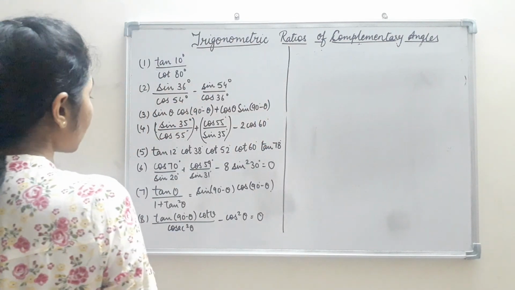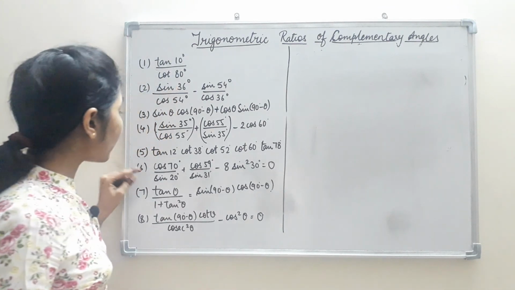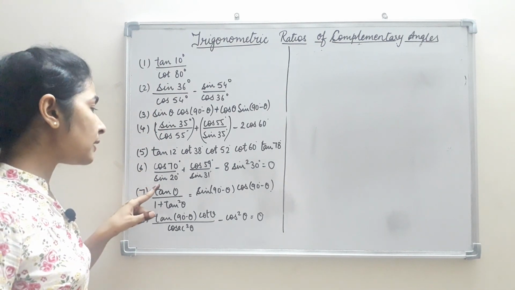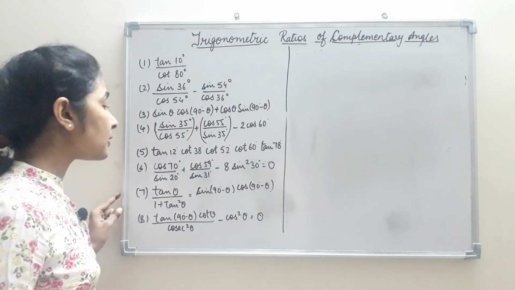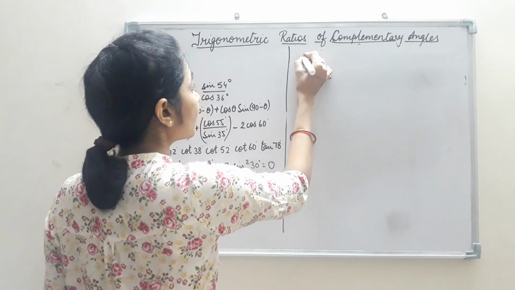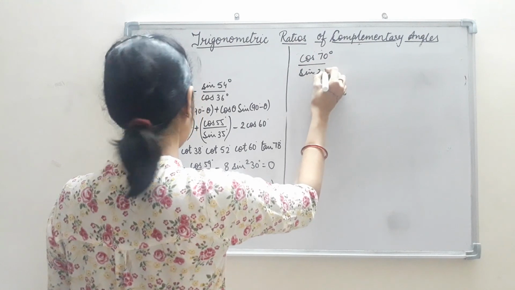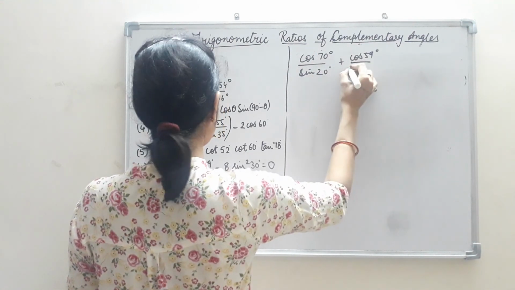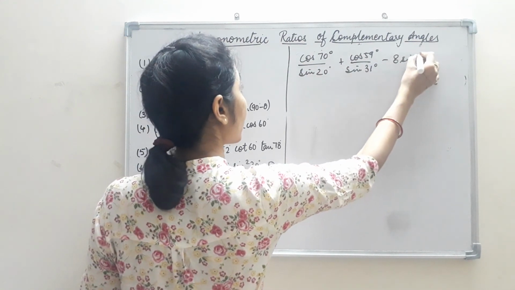The next one is cos 70 degree upon sine 20 degree. Now I need not write the question, I'll directly do it. I'll change any one, I'll just change cos here. So cos theta is equal to sine 90 minus theta. Let me write it so it will be more clear: cos 70 degree upon sine 20 degree, plus cos 59 degree upon sine 31 degree, minus 8 sine square 30 degree.